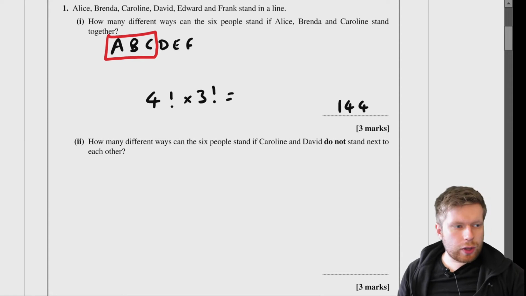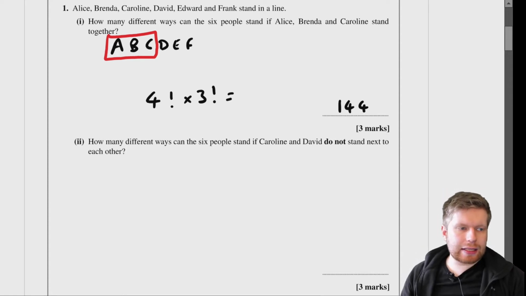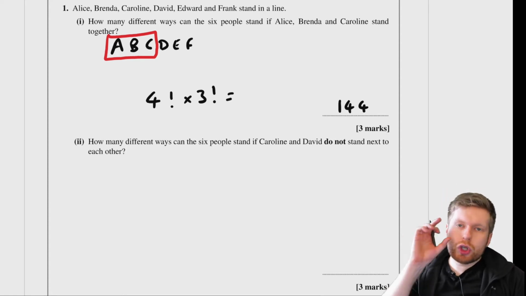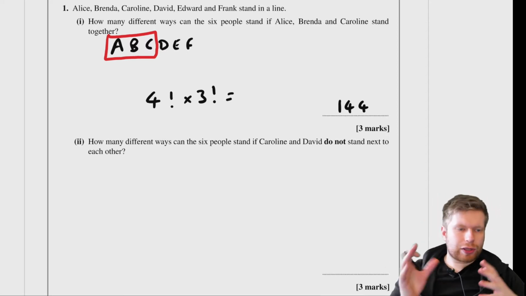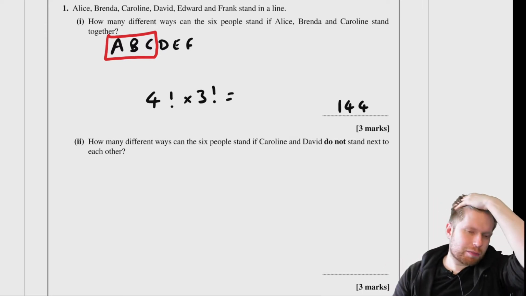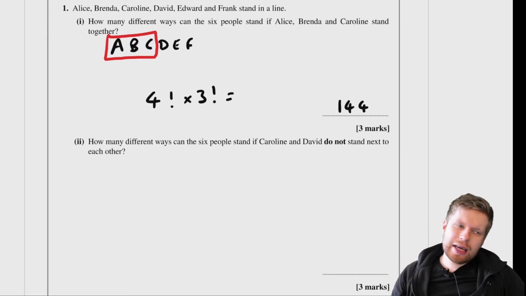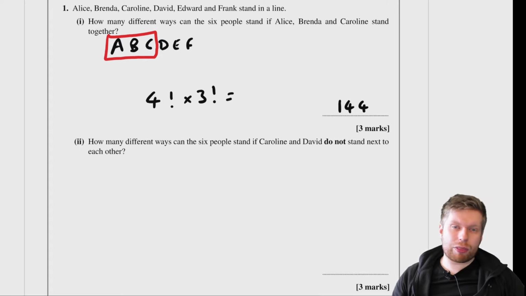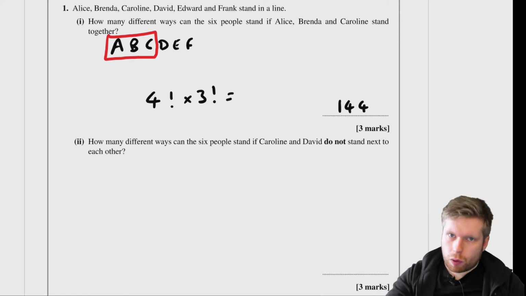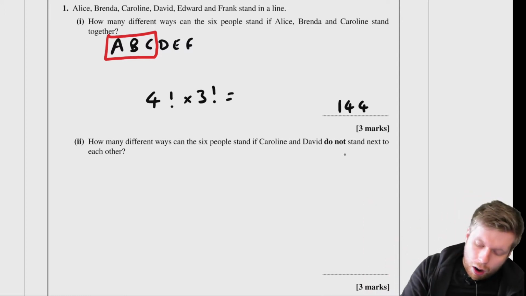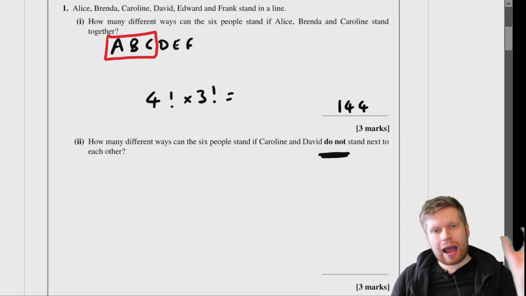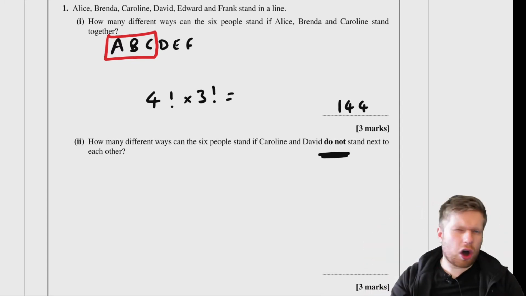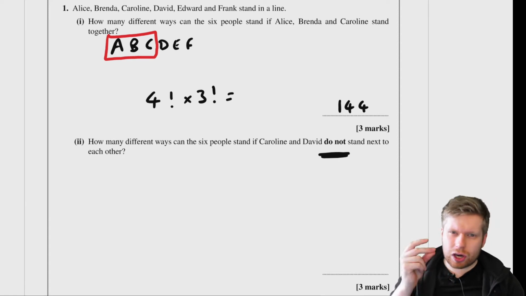Okay. Part 2 then, how many different ways can the 6 people stand if Caroline and David do not stand next to each other? Well, think about this. Sometimes with these ordering arrangements and permutations, combinations, probability stuff, it's easier to work out the thing which you don't want in order to get the thing which you do want. So let me show you what I mean. I don't know at the moment how to do this because it's asking for Caroline and David not standing together. So I actually don't know a technique to do this directly.